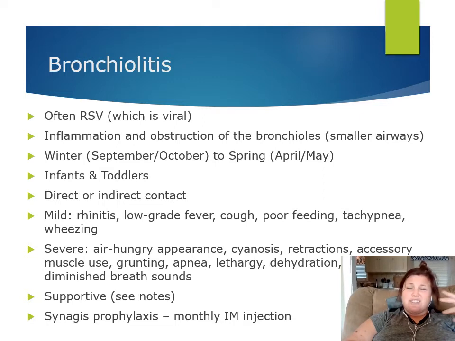These children just appear sick. They're not playful. They don't really care about eating. If they do eat, they may spit up or seem like they're having some vomiting after, and that's because of the mucus. When you listen to them, their lungs are noisy.